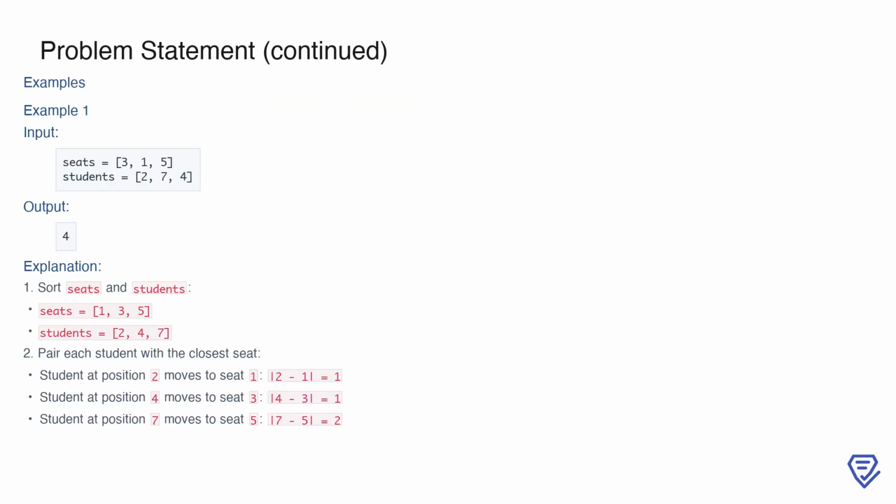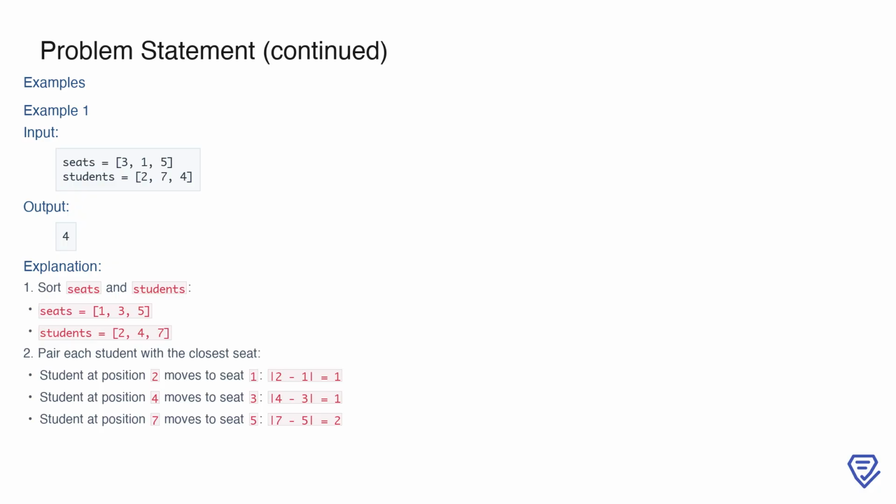To better understand the problem, let's look at an example. Suppose the seats array is [3, 1, 5], and the students array is [2, 7, 4]. Our goal is to pair students with seats to minimize the total distance. First, we sort both arrays. After sorting, the seats array becomes [1, 3, 5], and the students array becomes [2, 4, 7]. Now, we pair each student with the closest seat.